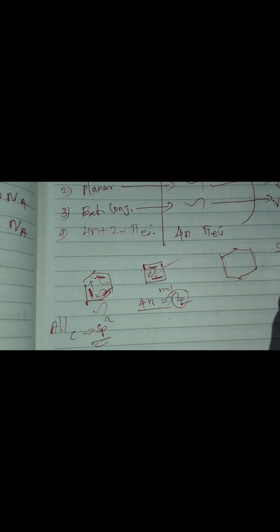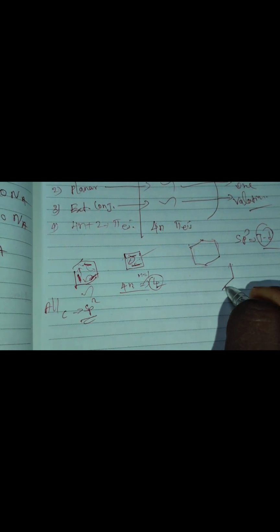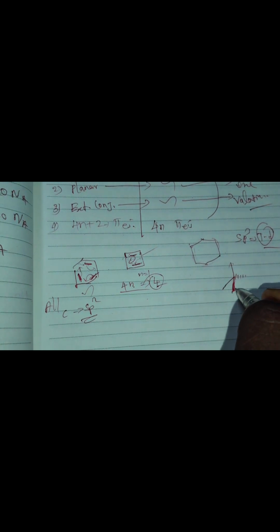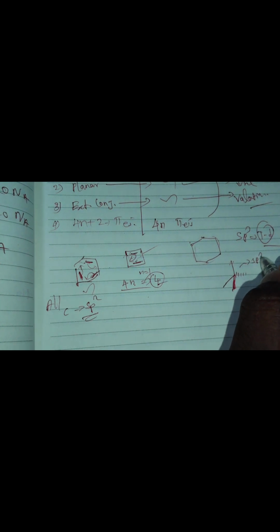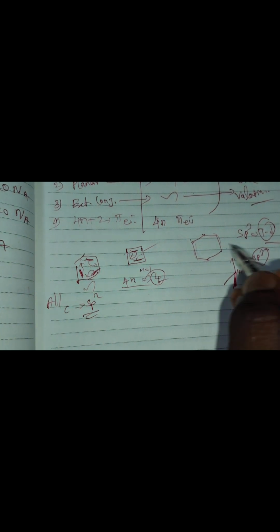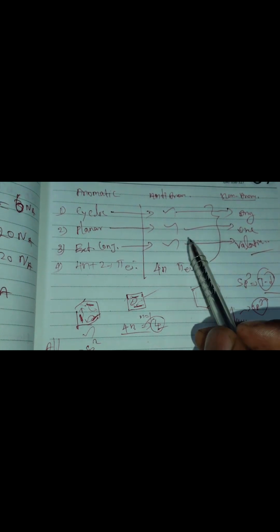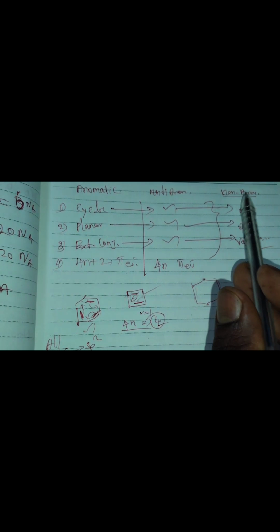In the last one, the molecule is cyclic but not planar, because all carbons are sp3 hybridized with tetrahedral geometry. In a tetrahedral carbon, two bonds are on the plane, and of the remaining two, one is above the plane and one is below it. Similarly, in this molecule all carbons are sp3 hybridized, so planarity is affected. Violation of any one rule puts the molecule in the non-aromatic category.